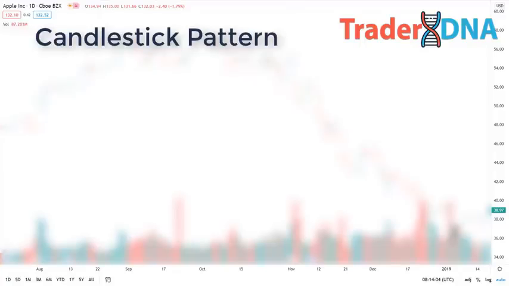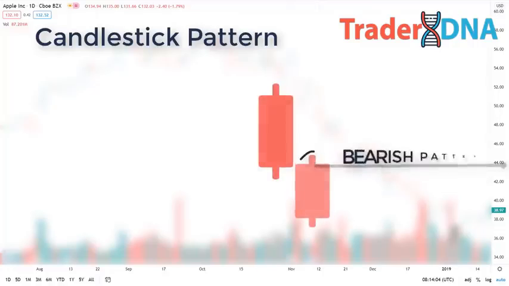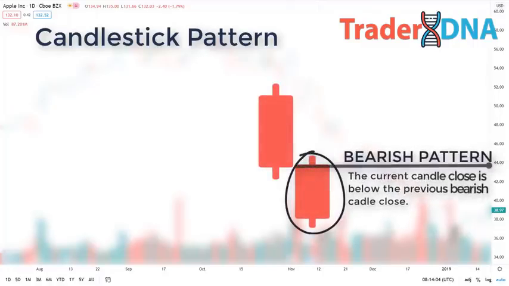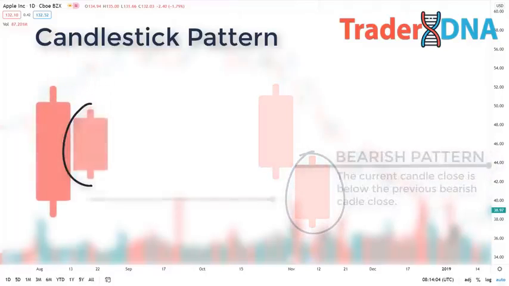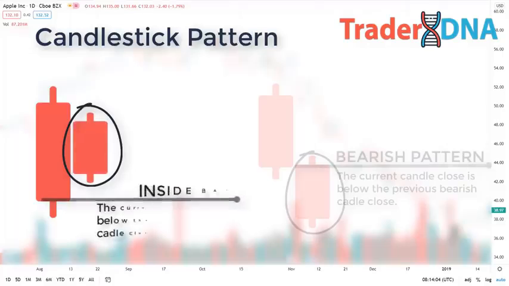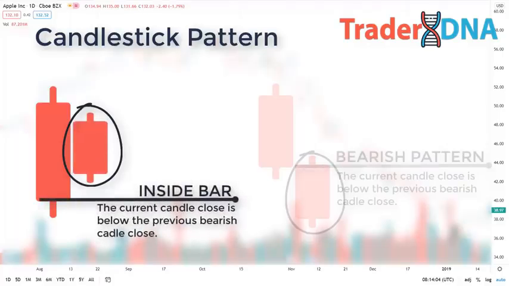Bearish pattern. When the current close is below the previous bearish candle close. This is a bearish pattern because the current candle close is below the previous bearish candle close. This is not a bearish pattern because the current candle close is above the previous candle close. With the proper understanding of candlesticks, you can predict what is about to happen in the near future.